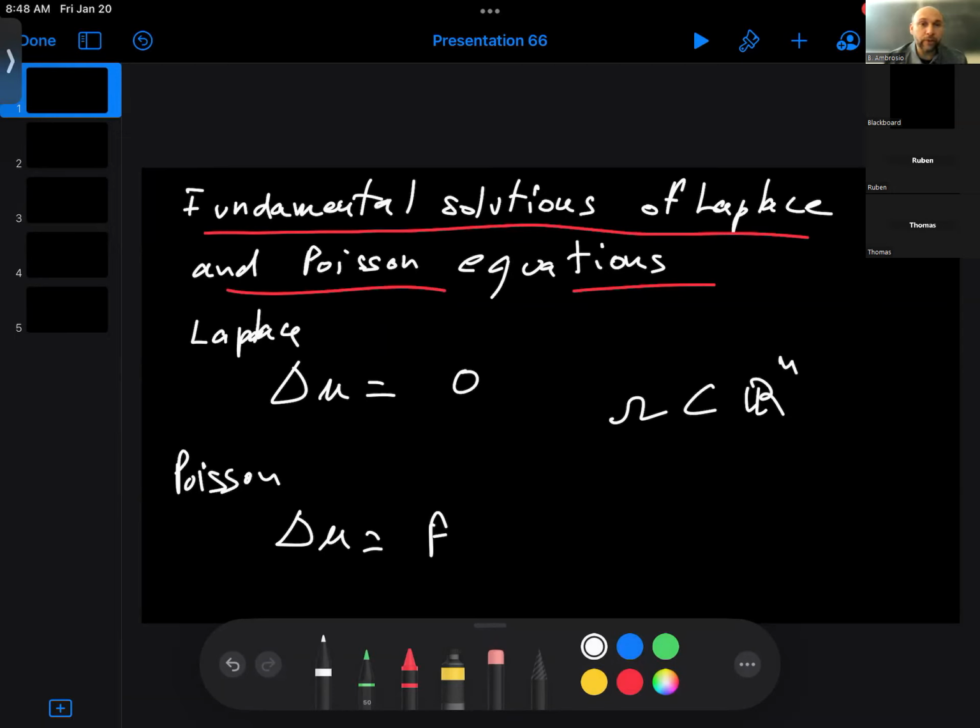So those equations appear as stationary solutions of processes like the heat equation, like concentrations in biology, or sometimes electric fields. Okay, so those equations come from physics again, and they are related to stationary solutions, so things that don't move with time.